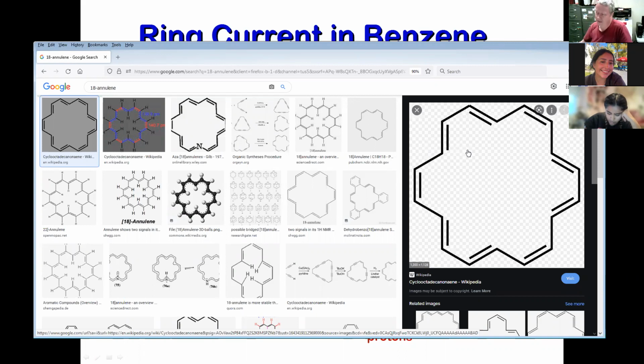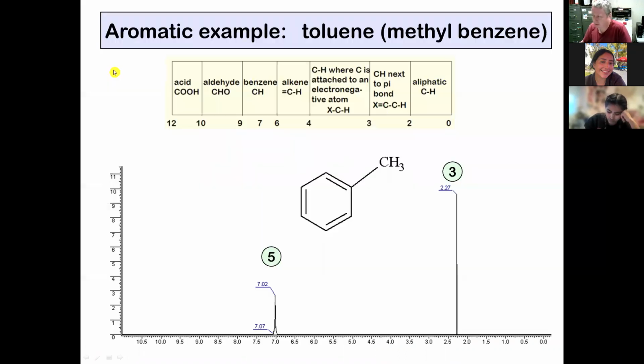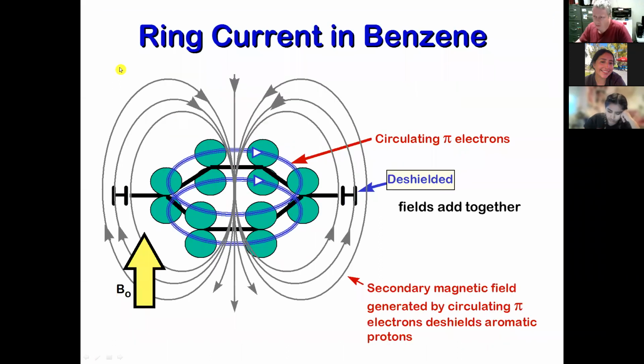Somebody said, is this similar to 18-crown-6? Not really. This is a little different. 18-crown-6 is an ether, so there's a bunch of oxygens. It's a macrocycle, a big ring, but it's a little different. Isn't that cool? All right, so we're cool with that. Now you kind of understand why benzene is so deshielded.